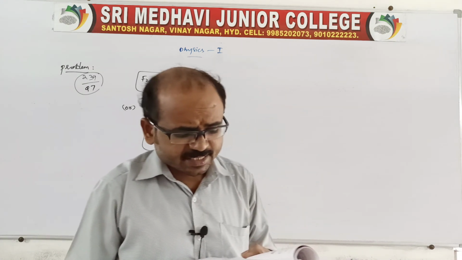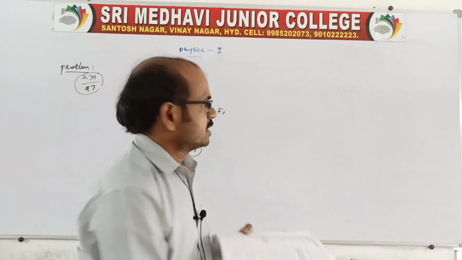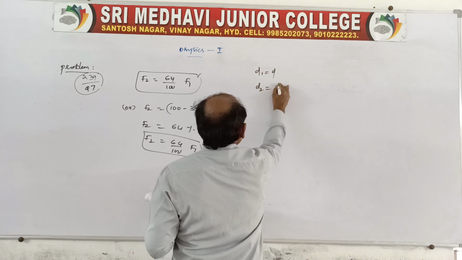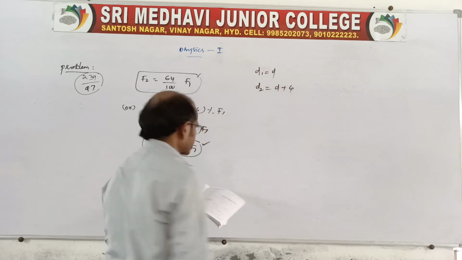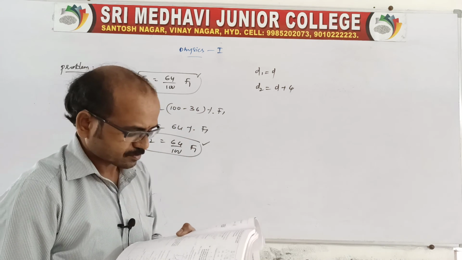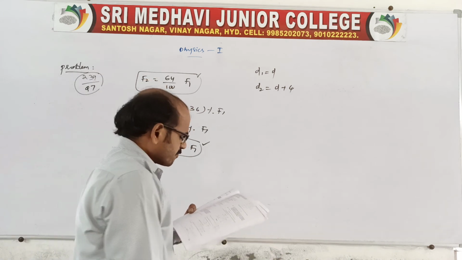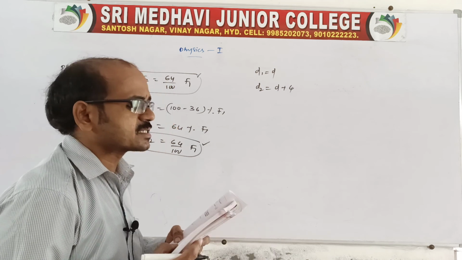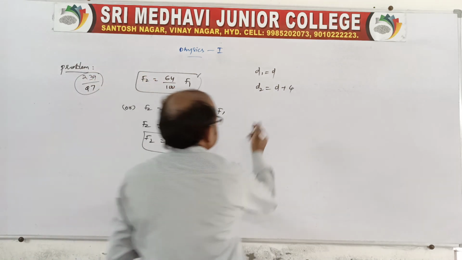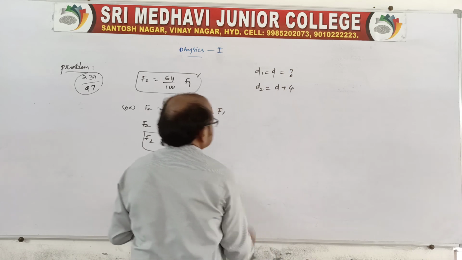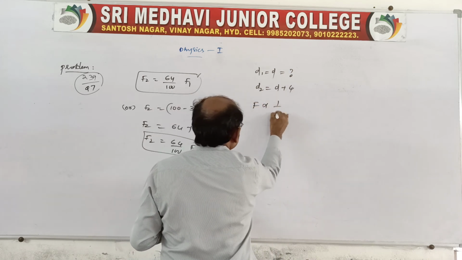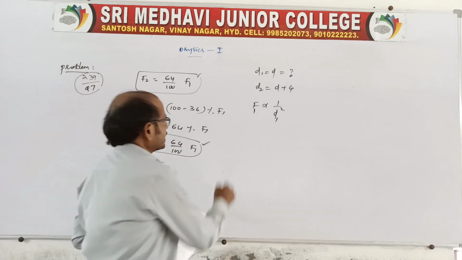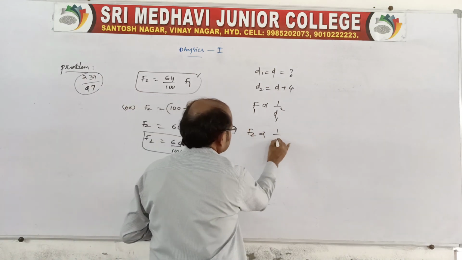And here the distance between them is increased by 4 meter. See, the initial distance is D1 is equal to D, and D2 is equal to D plus 4, because it is increased by 4. Therefore, it is asking: find the original distance between them. D is the unknown. So F is inversely proportional to D square, D1 square, and F2 is inversely proportional to D2 square.